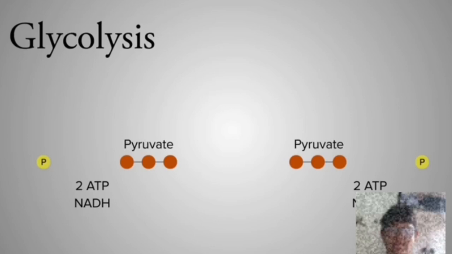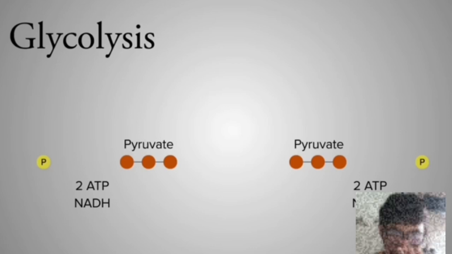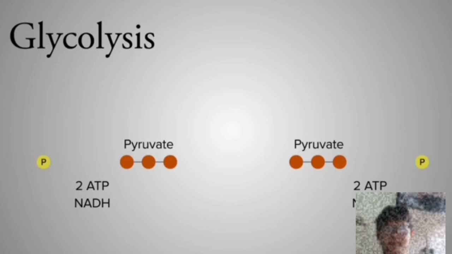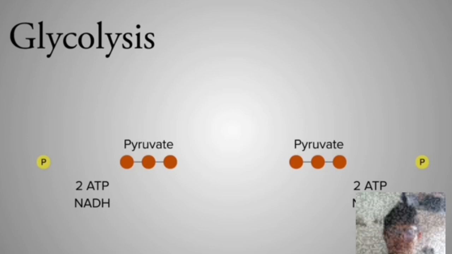Glycolysis, which is the first step of cellular respiration, doesn't require any oxygen, which means it's anaerobic, meaning without oxygen. So what do we end up with at the end of glycolysis? Glycolysis produces a net increase of 2 ATP and stores 2 electrons in 2 NADH molecules.